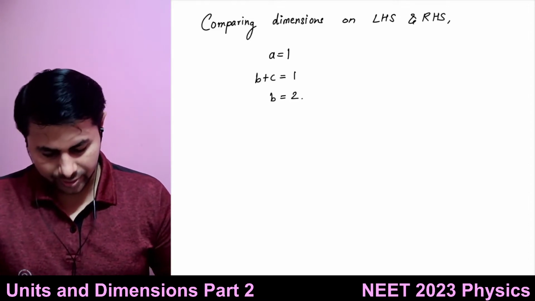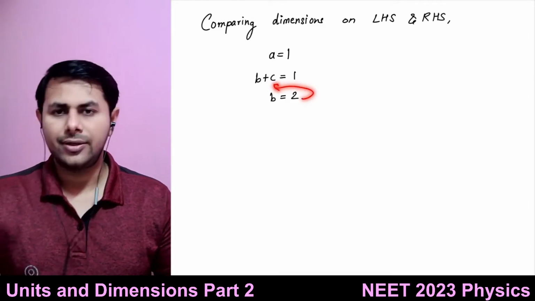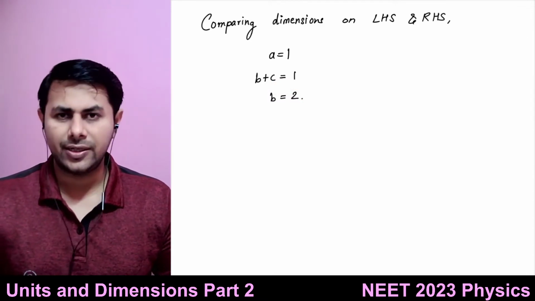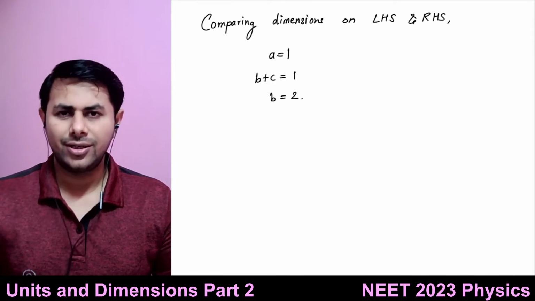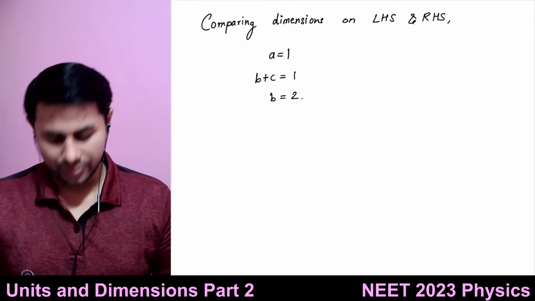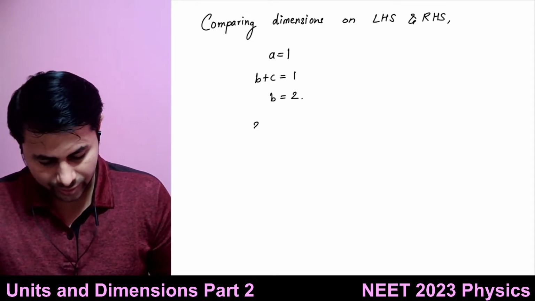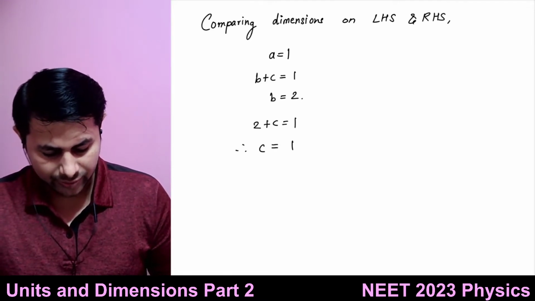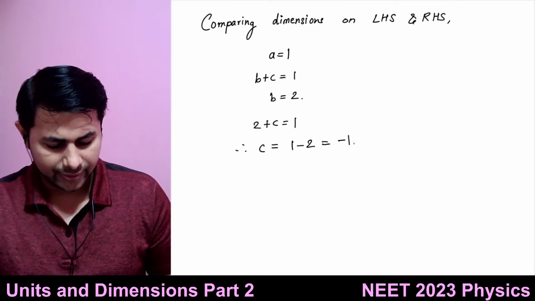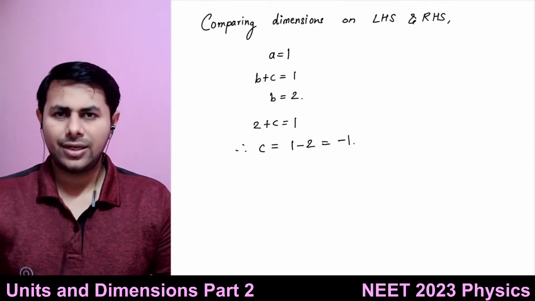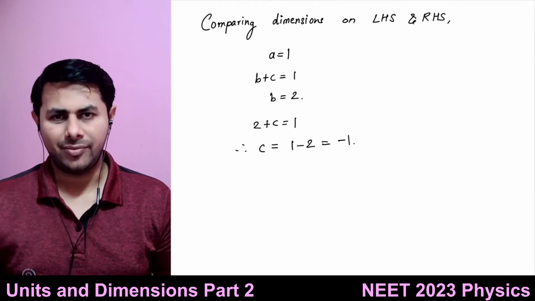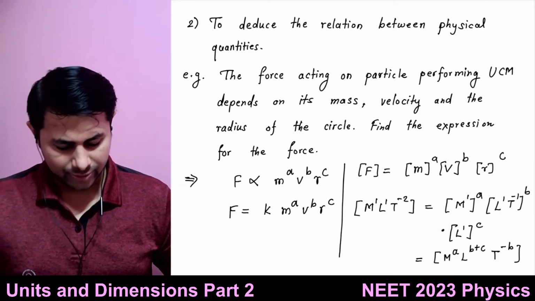And if you substitute that in here, so b plus c is 1, that means 2 plus c is equal to 1, or c equals to 1 minus 2. Okay, so 2 plus c equals to 1, that means c equals to 1 minus 2, that is minus 1. Alright, and now we got the powers, we can substitute them in this formula.